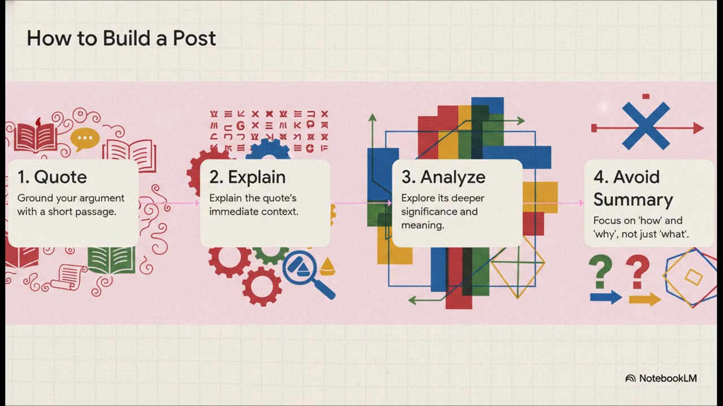And the process for this breaks down into 4 really simple steps. First, you pick out a specific quote from the story. Then, you briefly explain its context. What's going on around it? Next, and this is absolutely the most important part, you analyze its deeper meaning. And the golden rule through all of this? Do not just summarize the plot.